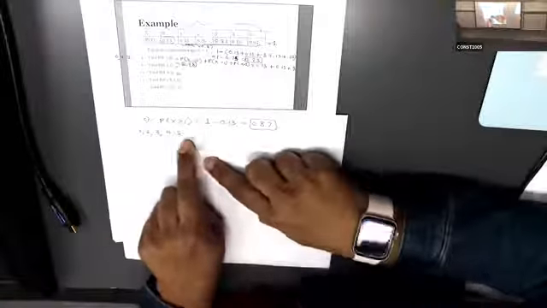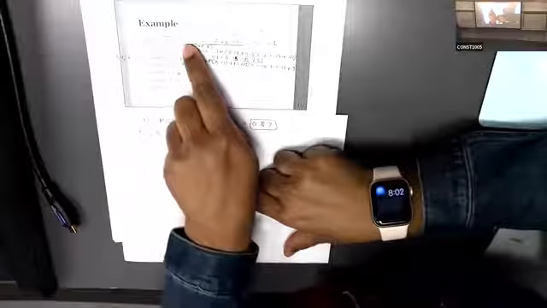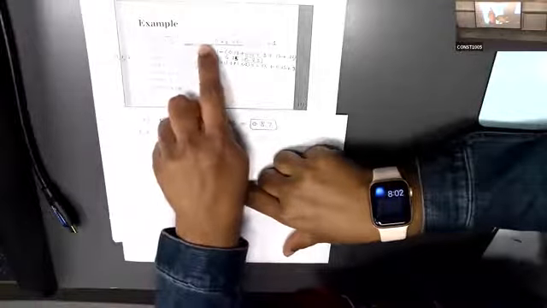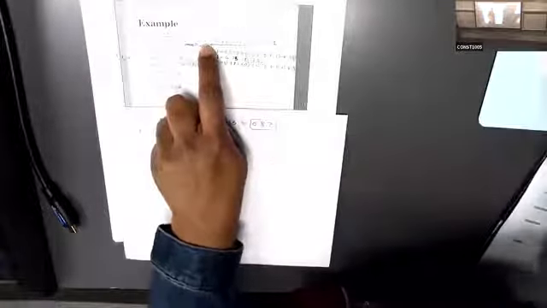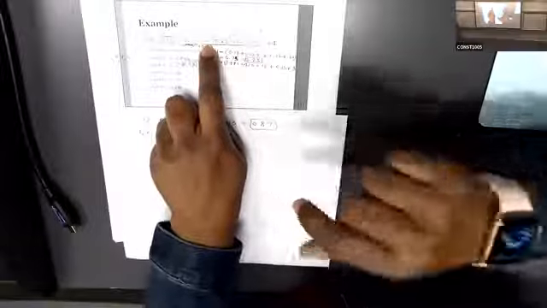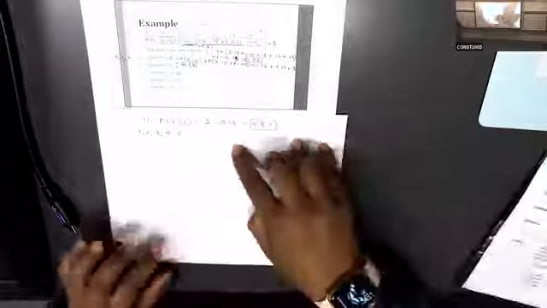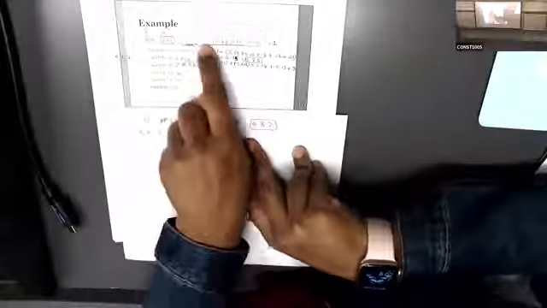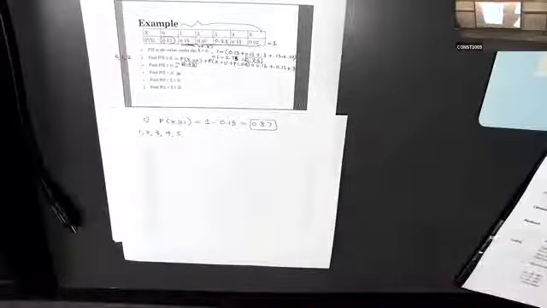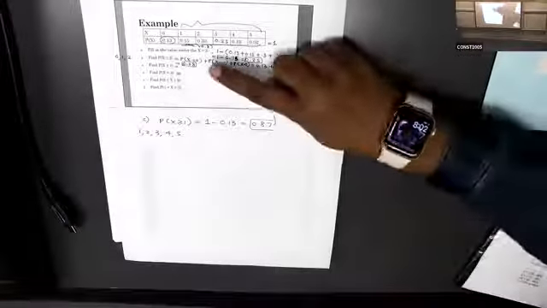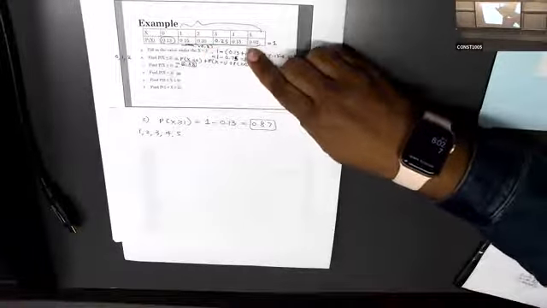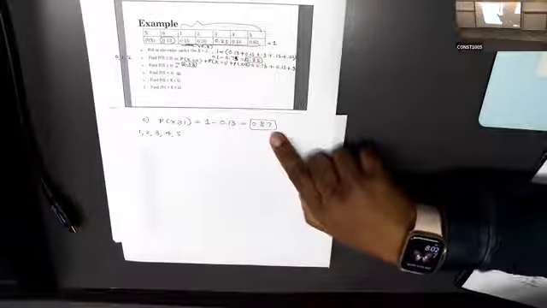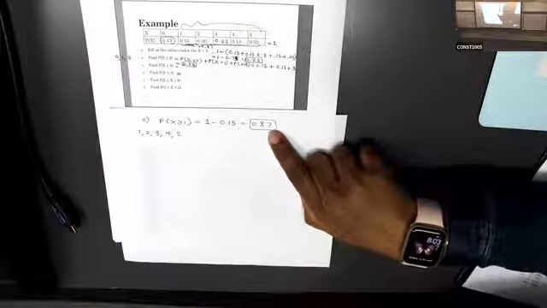So if you want, you can add: x is equals to 1, then the probability is 0.15, then the next value, then the next one, this one. So you have to add all these 5 probability values. Then you can get 0.87.